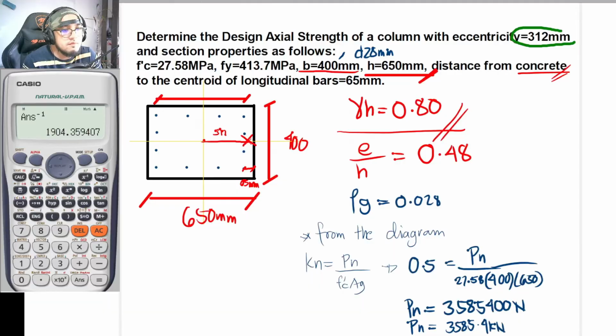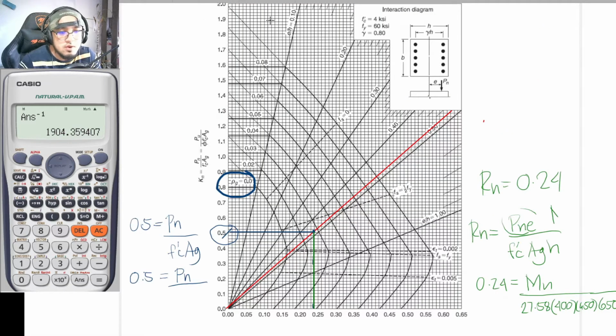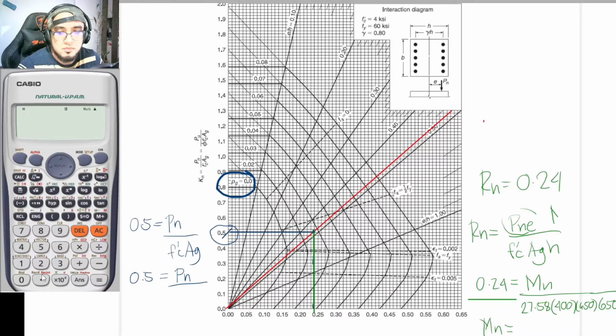So, solving for that, 0.24 times 27.58 times 400 times 650 times 650, and that would give us an answer of 1,118,644,800 newton millimeter. For me to convert it to kilonewton meters, I would be dividing this by 10 raised to 6. So conversion lang. With that, guys, ang answer natin dito is 1118.6448 kilonewton meter. So isang way yon para malaman mo yung value mo ng Mn.